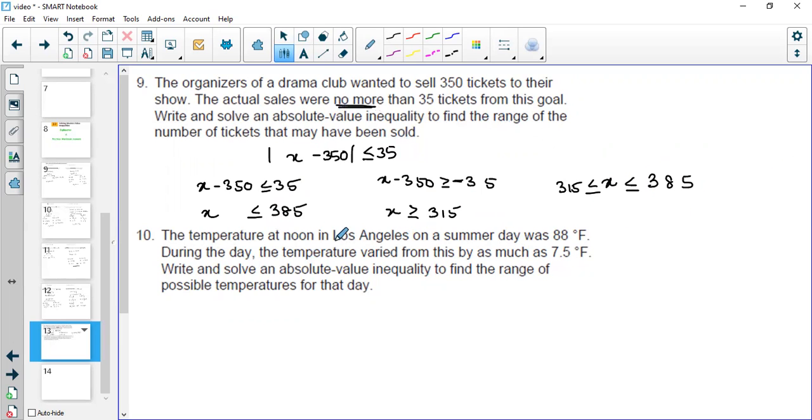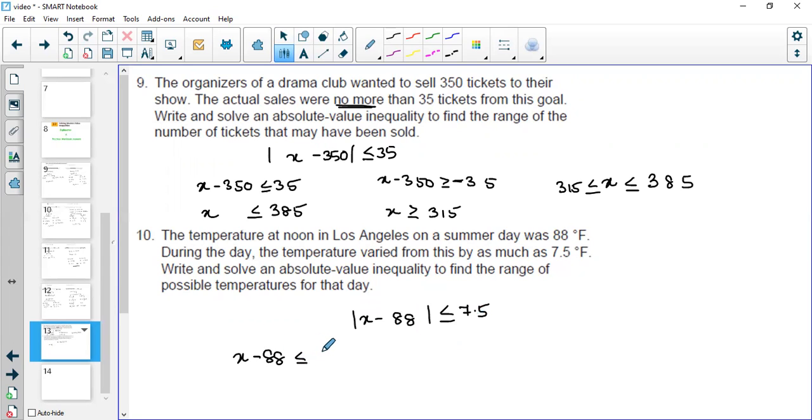Right, the temperature at noon in Los Angeles on a summer day was 88. During the day, temperature varied from this by as much as 7.5. So varied in the sense it could not have gone more than 7.5. So again, that means it's going to be less than or equal to 7.5. Now inside the absolute value lines, what comes? We need to find the temperature varied, so it was x minus 88. This is how you need to write. It's easy to write if you read the question.